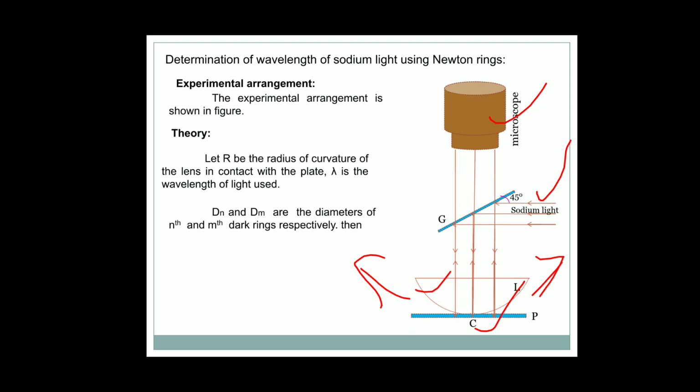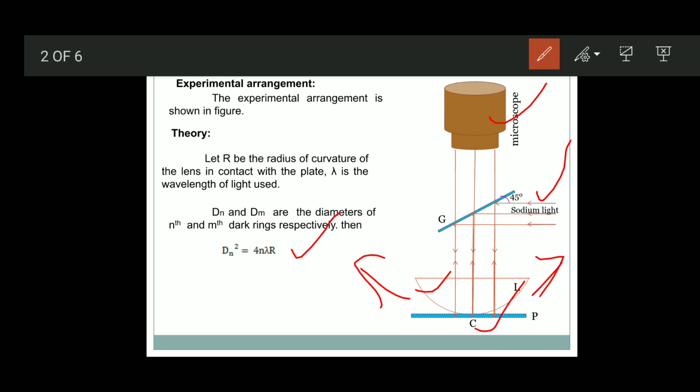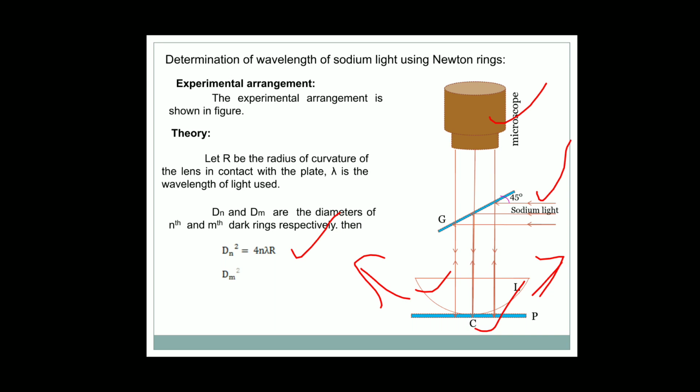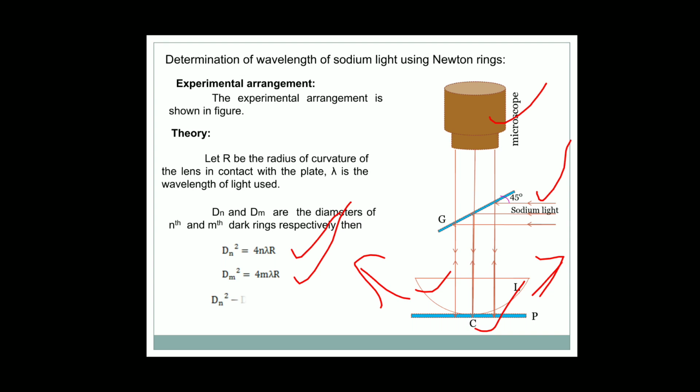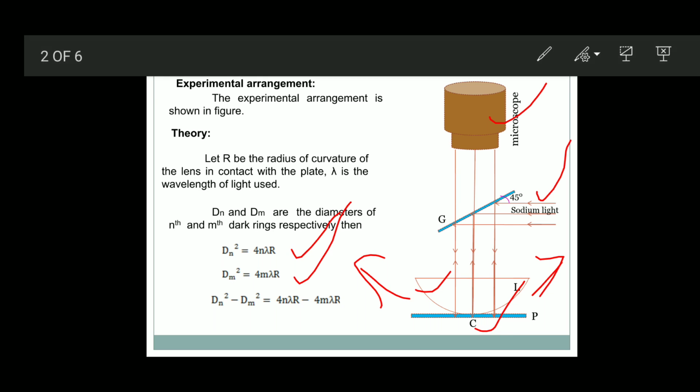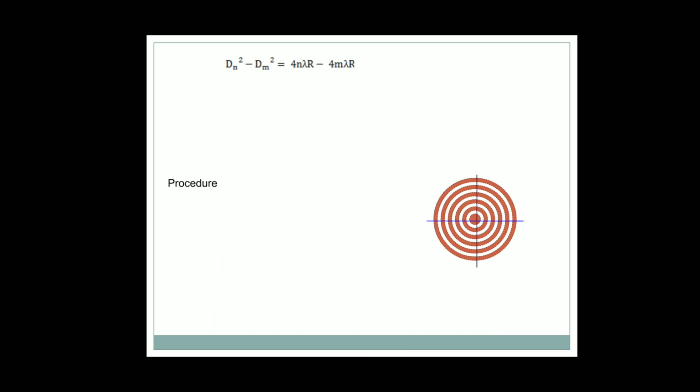If it is dark rings, we know according to the formula Dn squared is equal to 4n lambda R. And for the mth dark ring, Dm squared is equal to 4m lambda R. From these two equations, Dn squared minus Dm squared is equal to 4n lambda R minus 4m lambda R. Taking 4 lambda R as common, Dn squared minus Dm squared is equal to 4 lambda R into (n minus m). From this, the wavelength lambda is equal to (Dn squared minus Dm squared) by 4 into (n minus m) into R.